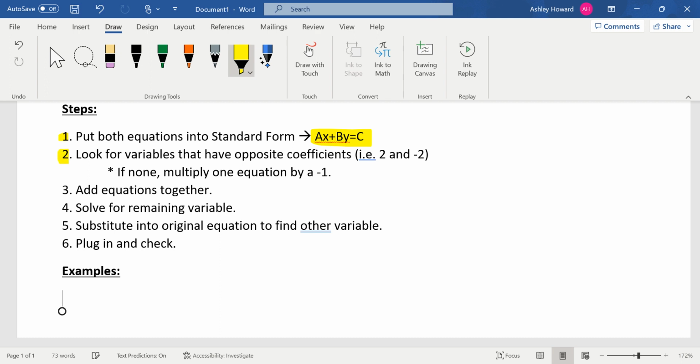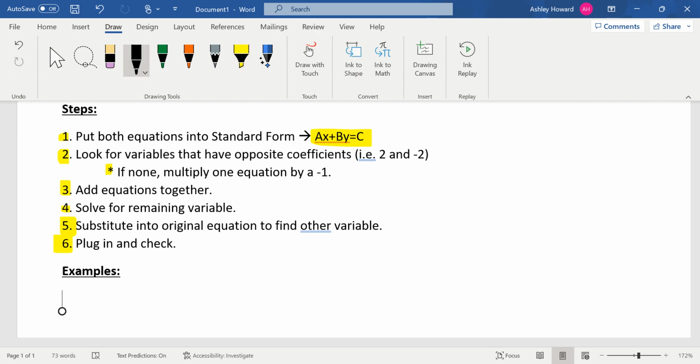Then for step 2, we're going to look to see if we have coefficients that are opposites, like 2 and negative 2, where we can cancel that term out. If we don't have one, then we can go ahead and multiply by negative 1 to get them to cancel out. After we cancel out one of the variables, then we're going to solve for the remaining variable after we add our equations together. And then once we have the value of that variable, we're going to plug in, substitute back into the original equation, and find the other variable. And then we're going to plug in and check for each one.